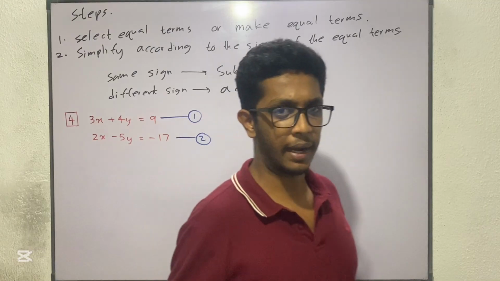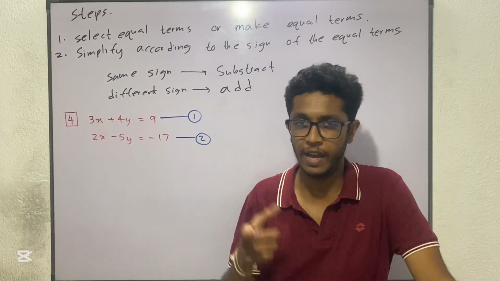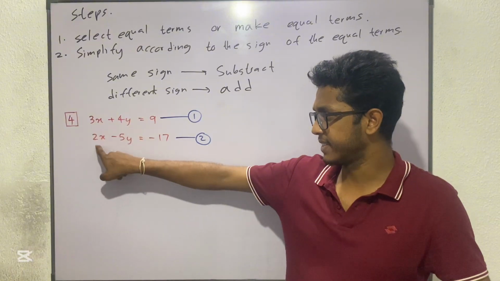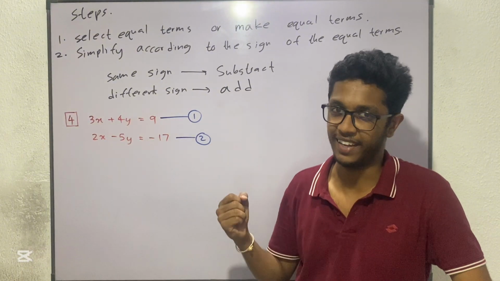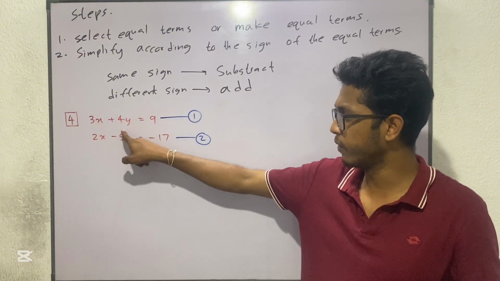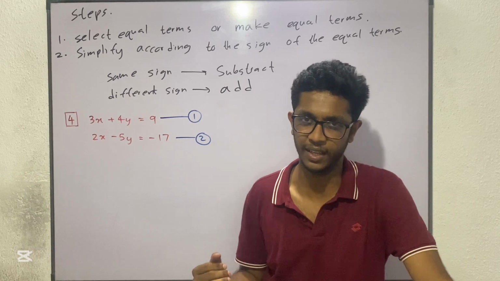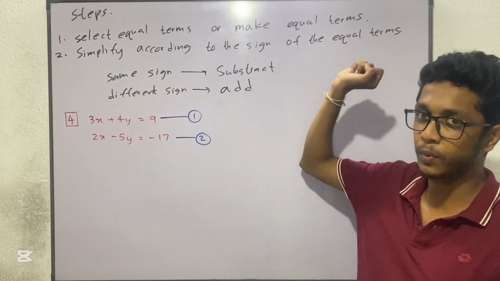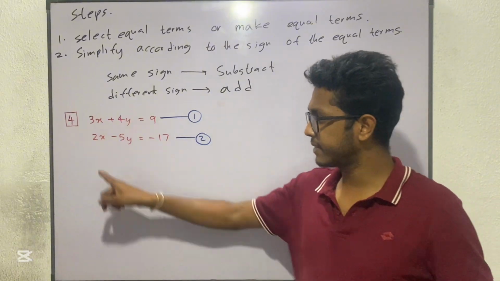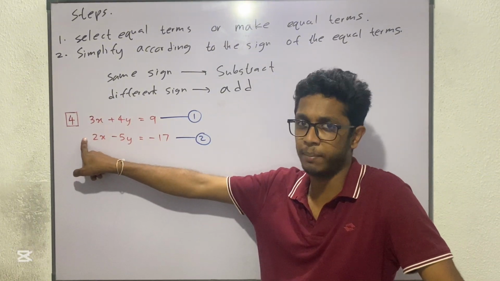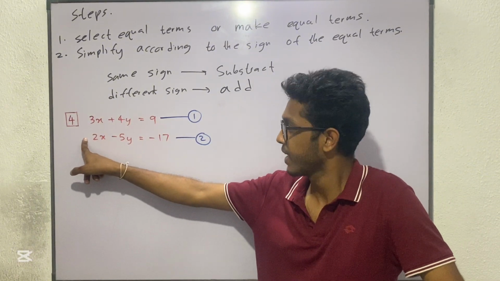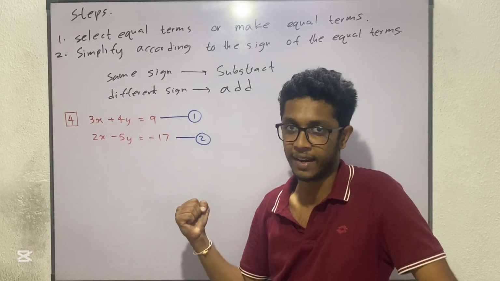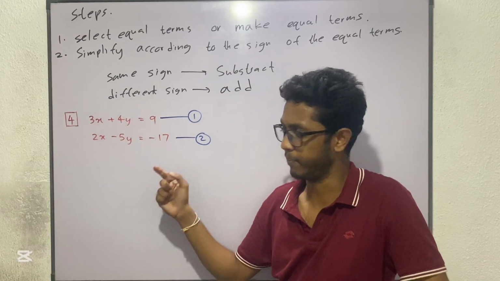So when solving simultaneous equations, I told you first we have to select equal terms or we have to make equal terms. X terms, 3x and 2x, are not equal. Y terms, 4y and 5y, are also not equal. Then I have to move to the next option, make equal terms. Can I make 3x by multiplying 2x by a number? Can't, no? Can I make 2x by multiplying 3x by a number? Can't. Y terms also the same.